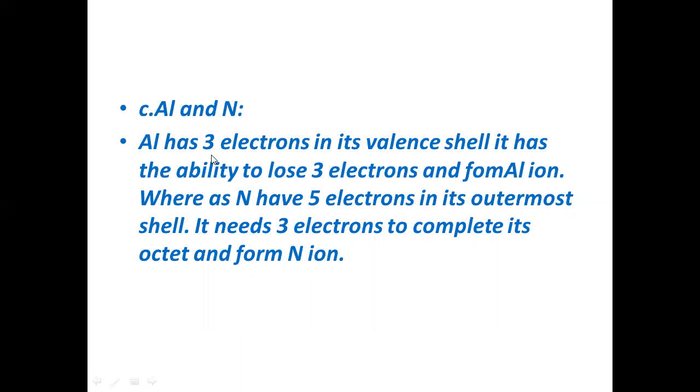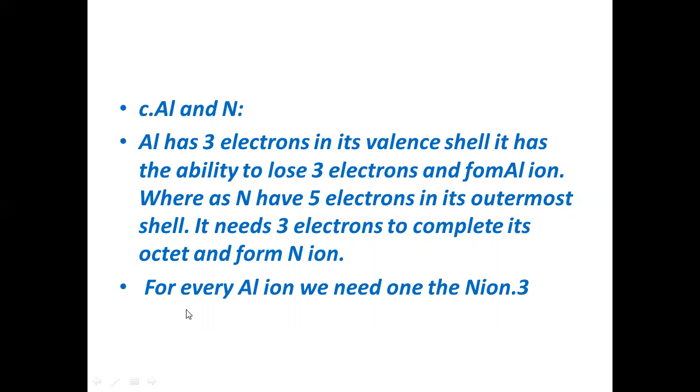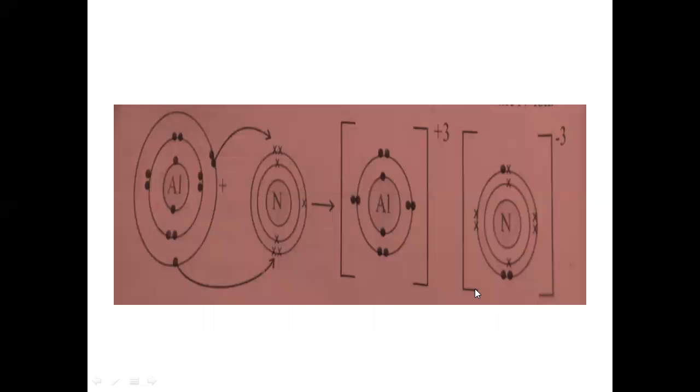So aluminium will lose its three electrons and will form a trivalent cation, and nitrogen will gain 3 electrons and will form a trivalent anion. For every aluminium ion, we need one nitrogen ion because if it loses 3 electrons, they will be gained by the nitrogen.